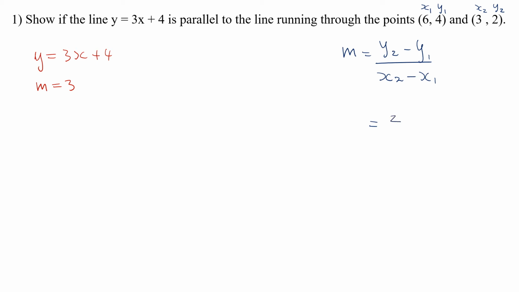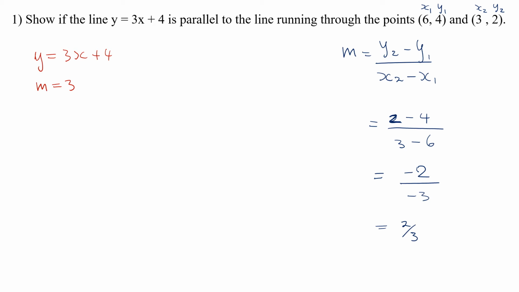So the top will be y2 minus y1, that is 2 minus 4. I see something happening here already. The question said, show if the line is parallel to the line running through the points. So it's either it is or it's not, and from what I'm doing here, I can already see that it's not, unless I make a mistake. Let me see. y2 is 2, yes, and y1 is 4. Then x2 is 3, minus x1, which is 6. Yeah, this is definitely not the same as 3. So this is 2 minus 4, which gives negative 2. And then 3 minus 6 gives negative 3. So my gradient here is 2/3.